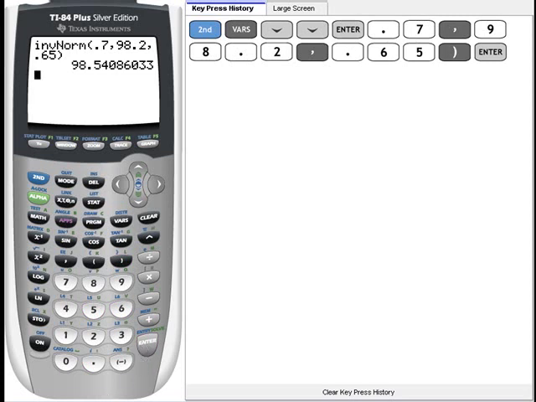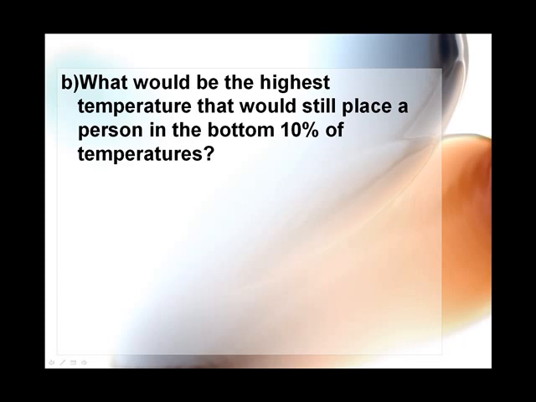Now we want to solve part B, which asks what would be the highest temperature that would still place a person in the bottom 10%. We're still using the same graph we used before, and if you refer back to that, you would see that between 96.9 and 97.55, somewhere in there we would have the bottom 10%, since by the time you got up to 97.55 you would have covered 16% of your values.